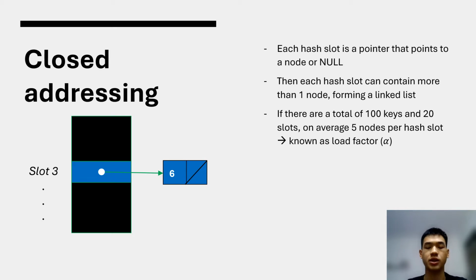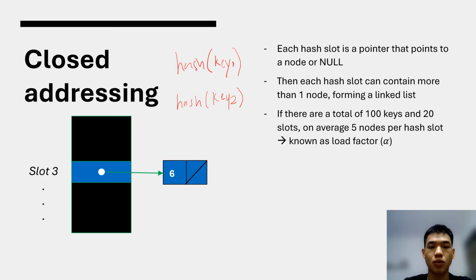Now we'll talk about closed addressing. So on the previous slide, we talked about how we want our given hash function to map a key to a unique hash value. But there are instances where we have two different keys. So this is key 1, and I have another key, key 2. And what happens is that both of these give me the same hash value. And this is very possible.